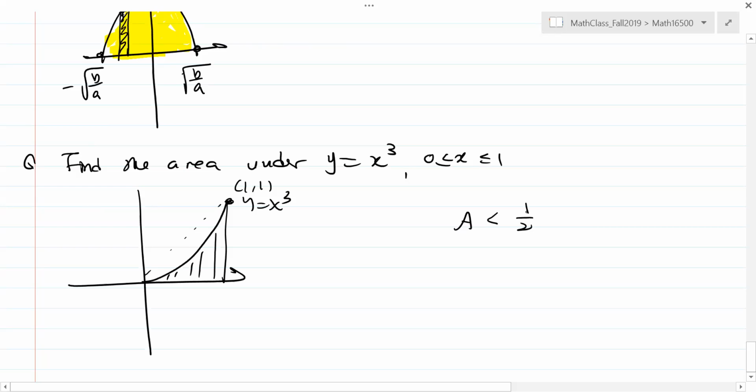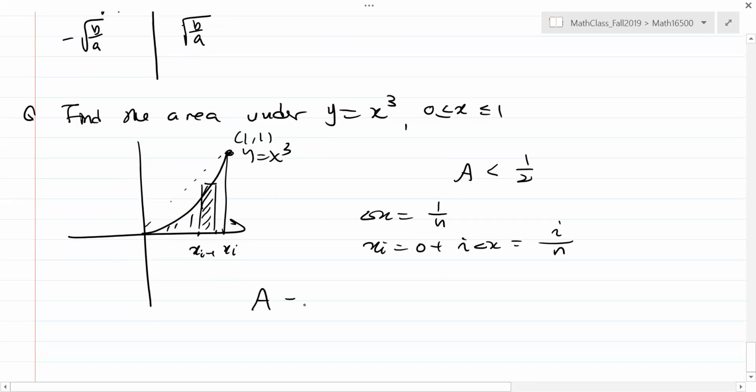To find this area, I use a partition. So delta x is going to be 1 over n, and x_i is going to be 0 plus i delta x. It's going to be i over n. Okay, so you get a bunch of points here, x_{i-1}, x_i, right? So the area should be equal to the limit as n approaches infinity of the sum of f of x_i, so i cubed over n cubed, times delta x. Yes, this is a Riemann sum.